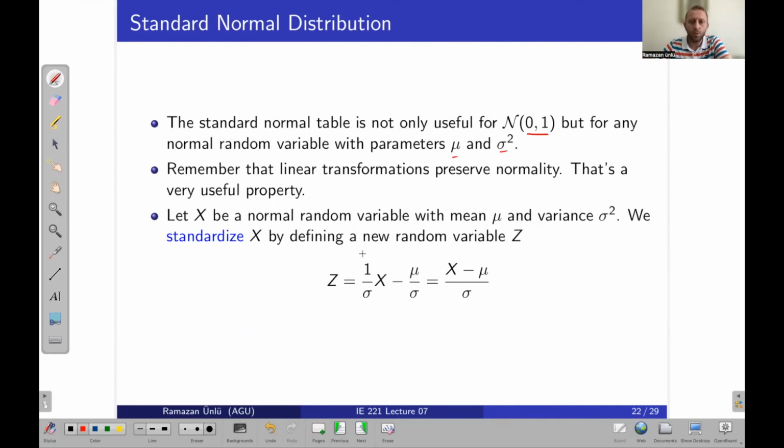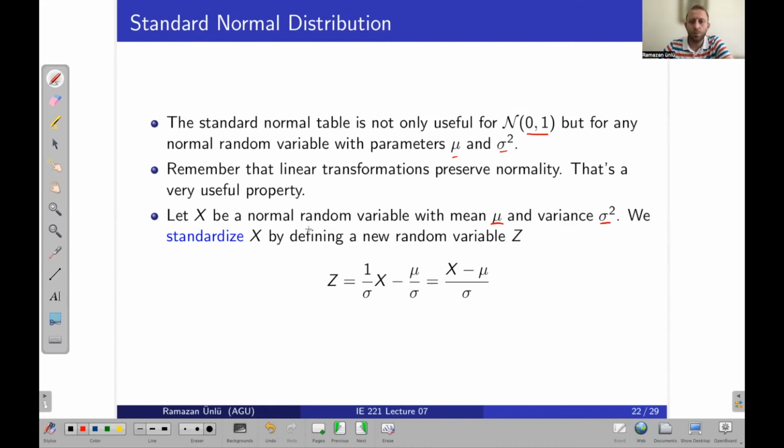Well, the standard normal table is not only useful for the parameters 0 and 1, but we can use it for any normal random variables with parameters mu and sigma squared. Remember that the linear transformation preserves normality. That is a very useful property, because thanks to it, we can convert any normal random variable into the standard normal form. But how can we do that?